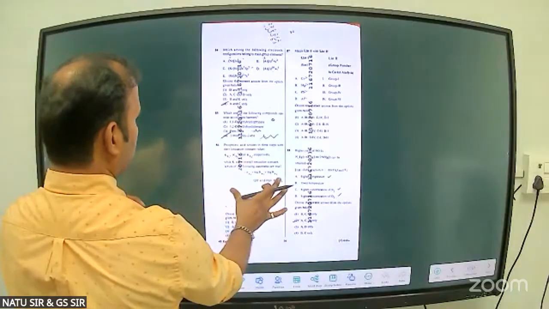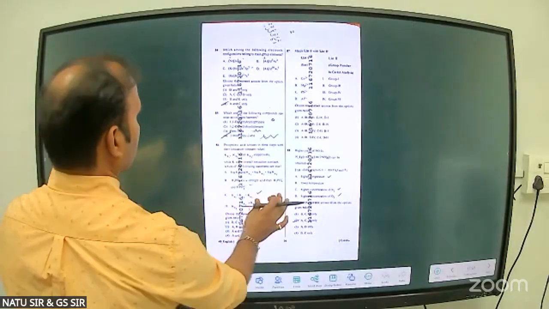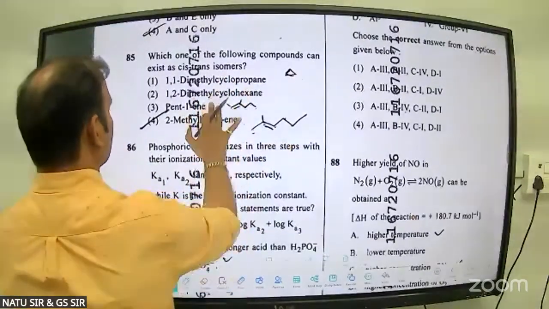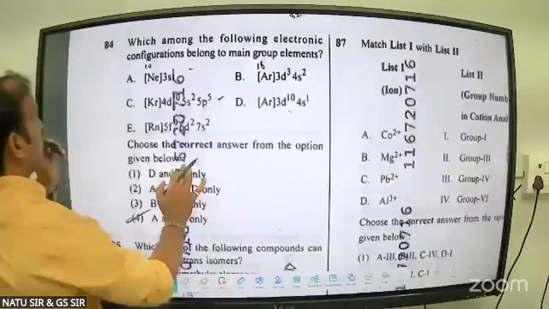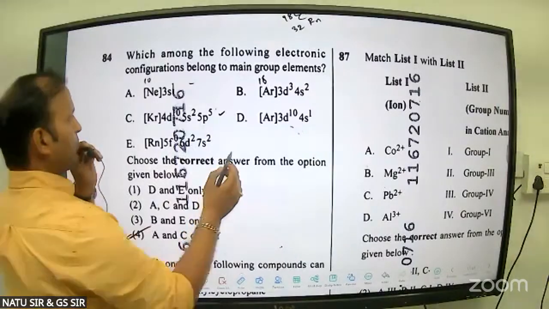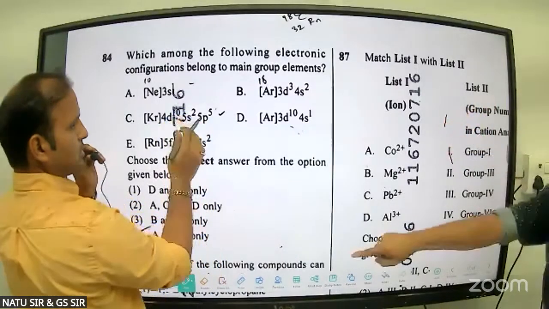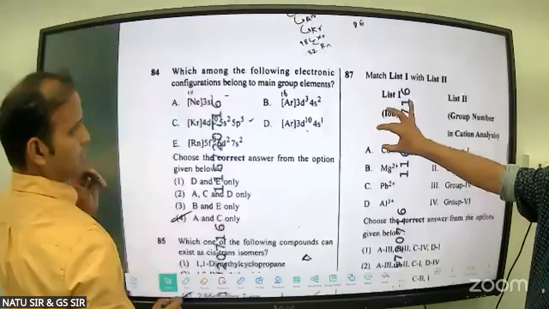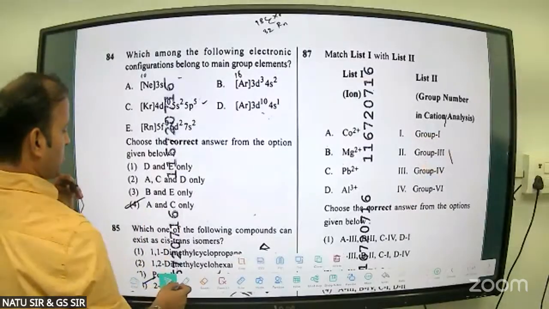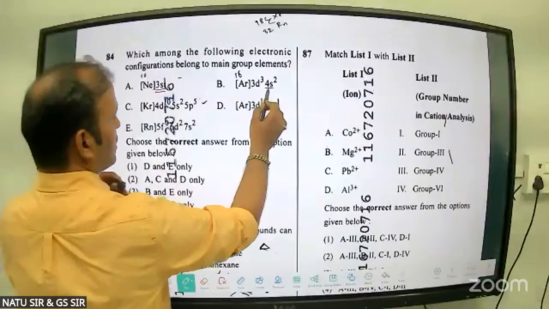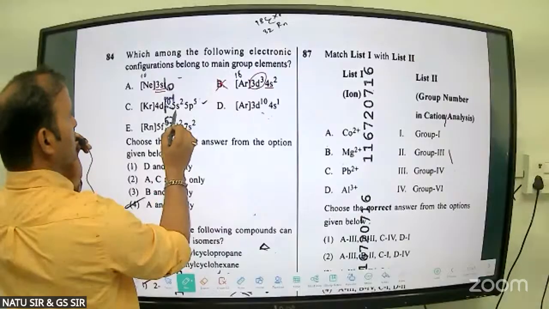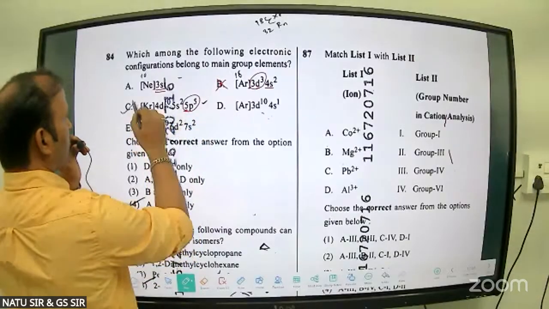Question number 84, this is next. Which among the following electronic configuration belongs to main group? मैं main group बोलूँगा S block और P block होगा. तो S block में कौन कौन होगा? 3d2, but see the last electron इसमें D में जा रहा है, this is D block, so this is not a main group element. Here it is 5s2, 5p1, last electron P में गया, so main group.